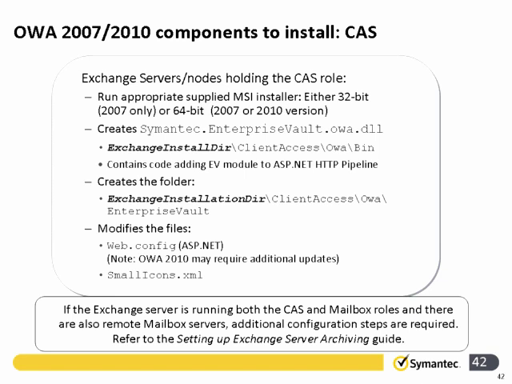There is a special note here in that if you do have a configuration for your Outlook Web Access 2007 and 2010 environment where you have a client access server and mailbox role on a single server, but also in that same environment you have additional standalone mailbox roles, there will be some additional configuration necessary, and the specific steps for that are going to be contained in the Setting Up Exchange Server Archiving guide.